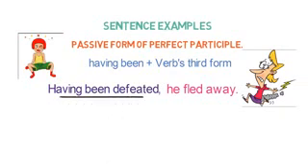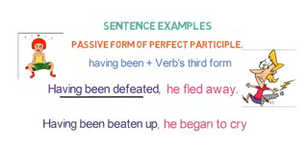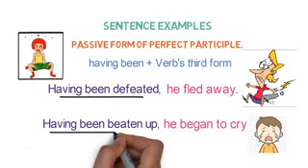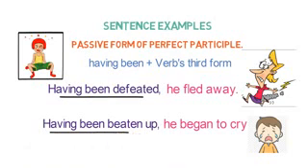Let's look into one more example. Having been beaten up, he began to cry. Here, the first action of beaten is completed and the second action of crying started. So, having been beaten is perfect participle here. So, these are all the examples of perfect participles. That's all about participles in this video.